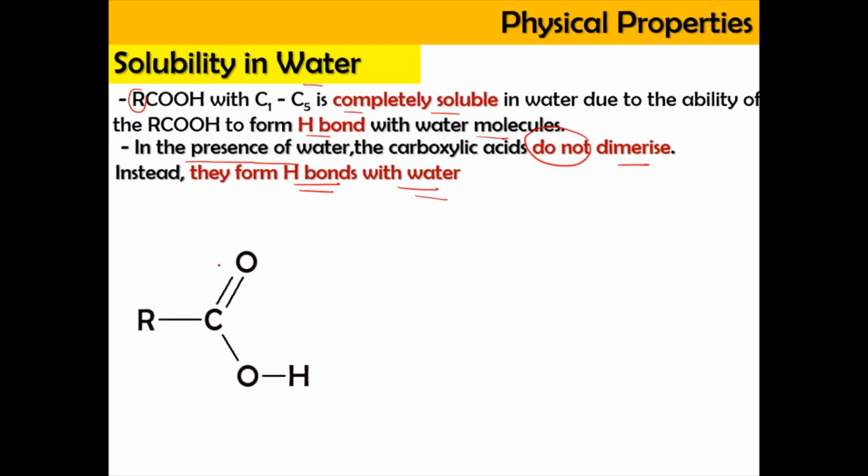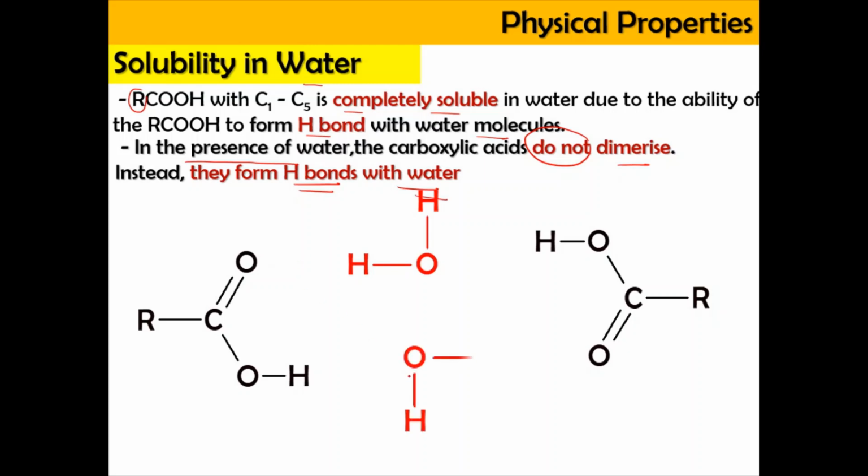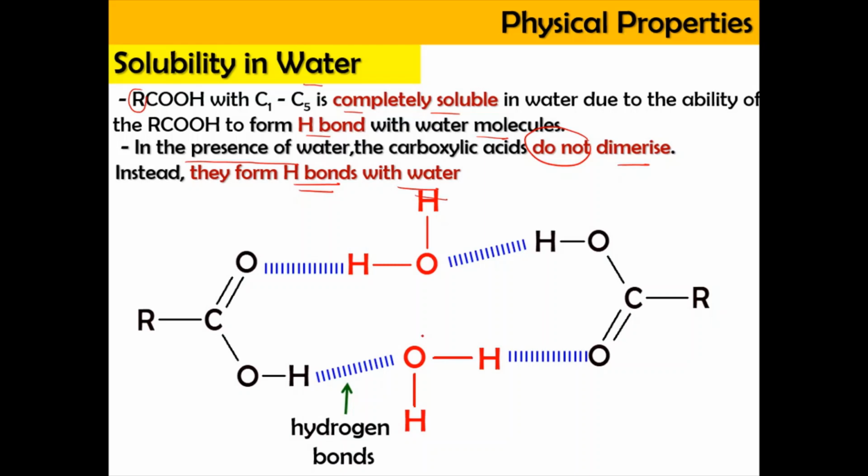So let's say if you have a carboxylic acid here and here, inside a beaker for example, but then you add water, so the water is gonna be in between the carboxylic acid molecules. So they're not gonna form a dimer between them. Instead, they're gonna form a hydrogen bond with the water molecule here. Okay, so this is gonna form a hydrogen bond here, here, here, and here as well.